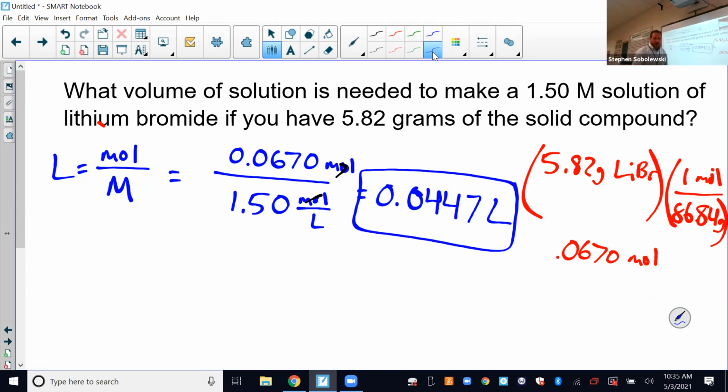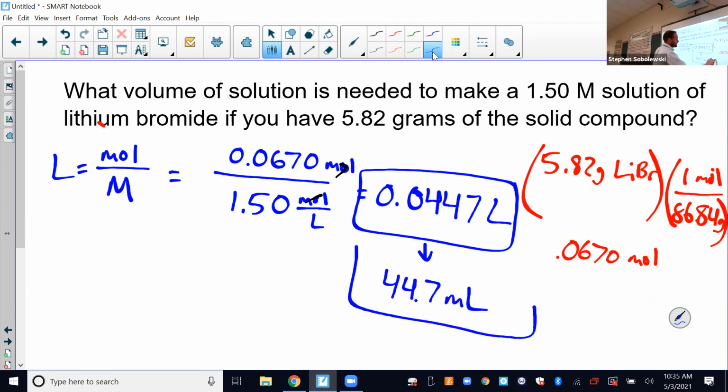Or if it asks for milliliters, or even if it doesn't, it's much more convenient to put this in milliliters. We sweep that decimal point 3 times to the right now, multiplying it by 1,000 milliliters per liter. And that's going to give us 44.7 milliliters. All right, so either of those would be acceptable answers here. Okay, so you should be able to manipulate the molarity formula to work out simple questions like this. Kind of like how when we did density problems, be able to solve for D, be able to solve for M, be able to solve for V.